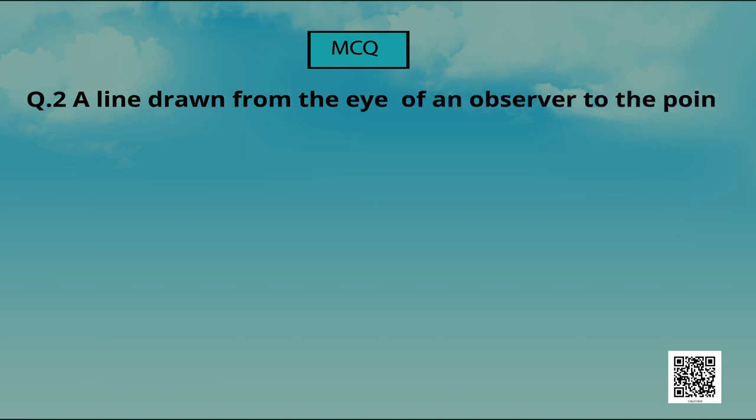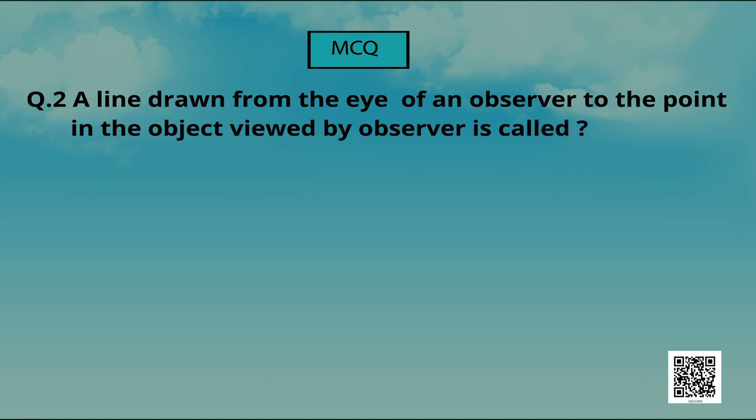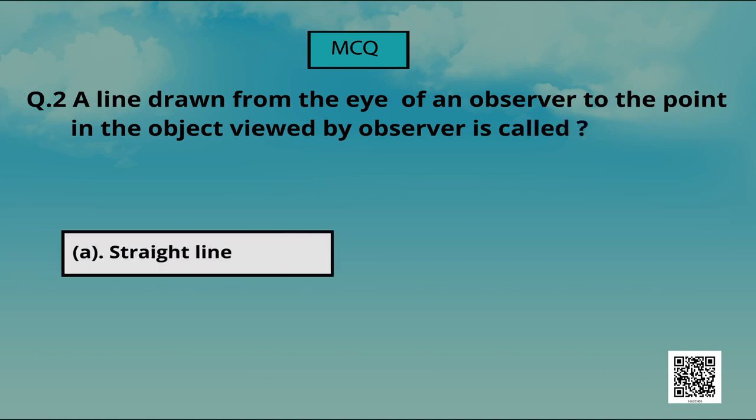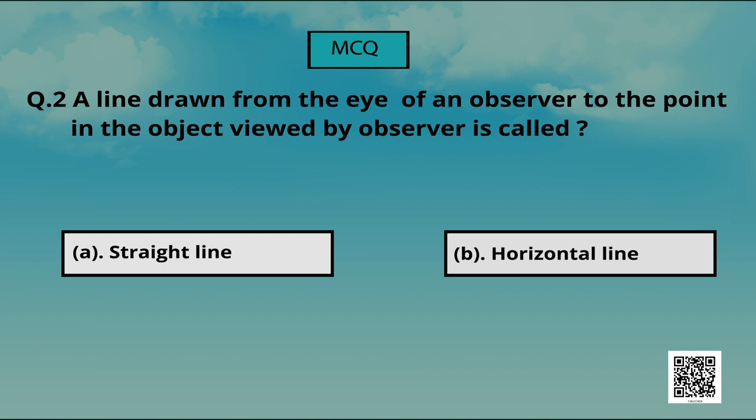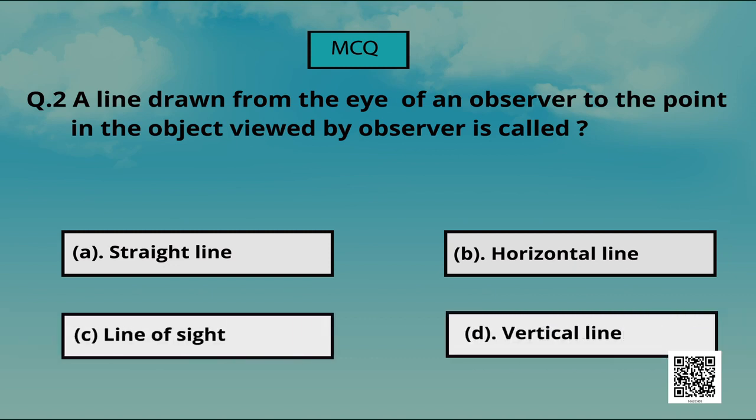Question number 2. A line drawn from the eye of an observer to the point in the object viewed by the observer is called, you have 4 options: straight line, horizontal line, line of sight and vertical line. So what is the right answer, children? Yes, the right answer is line of sight.